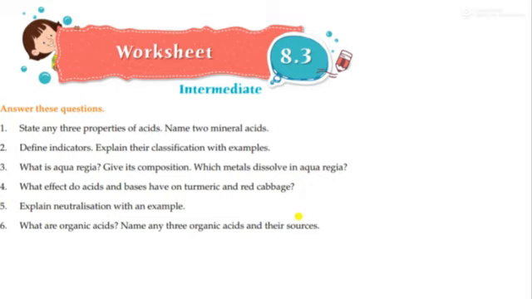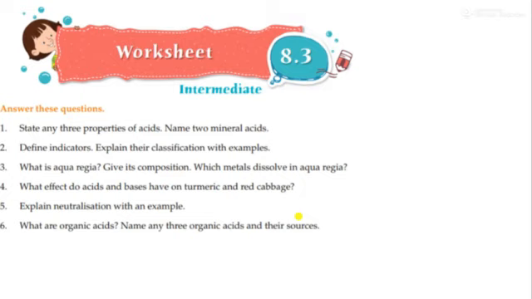Now answer these questions. State any three properties of acids, name two mineral acids. Properties of acids, you can say कि they are sour in taste, they are not slippery, they are not soapy to touch, and they convert blue litmus into red, right? These are the three properties you have, and you have to tell the mineral acids. Mineral acids are those acids which are obtained from rocks and salts and minerals, right? Two mineral acids are nitric acid, hydrochloric acid, sulfuric acid, phosphoric acid, all are mineral acids.